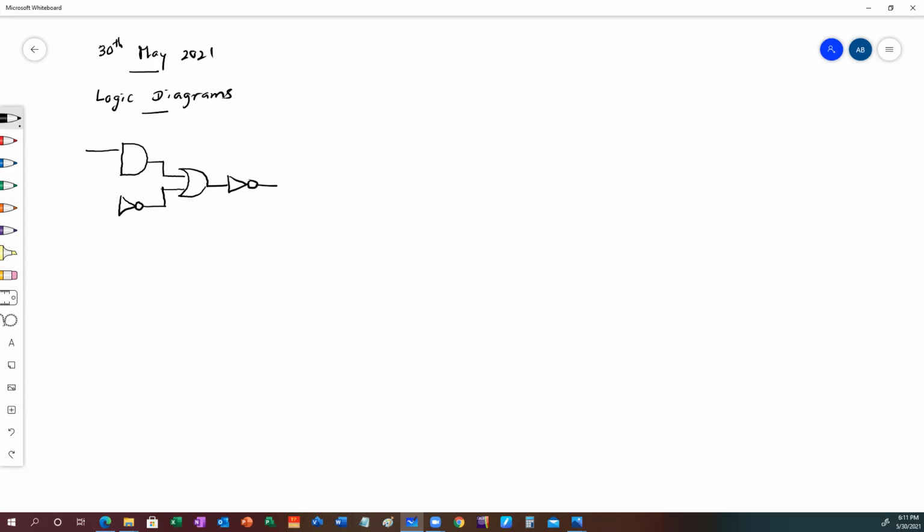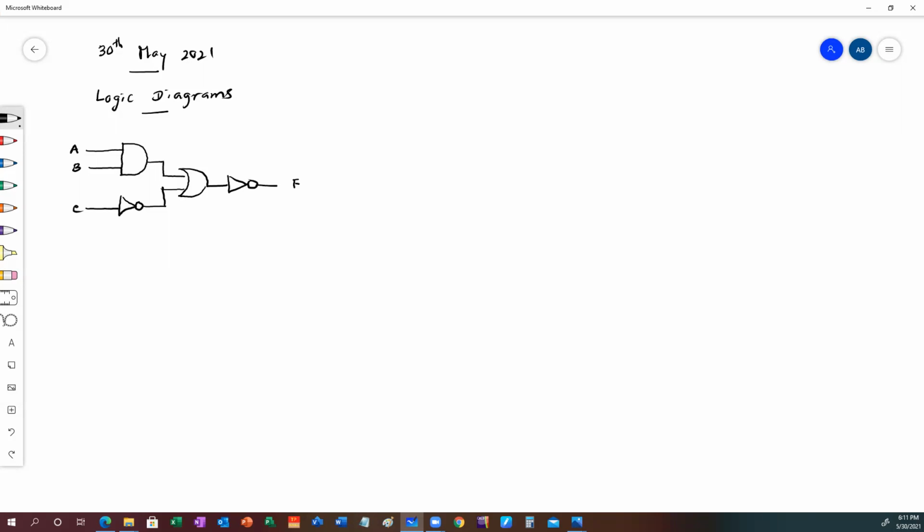You have two inputs to this one. Then you have one input to this one, right? Let us imagine that this one is A, this one is B, and this one is C. Let us say that the output is F, right? This is the logic diagram.